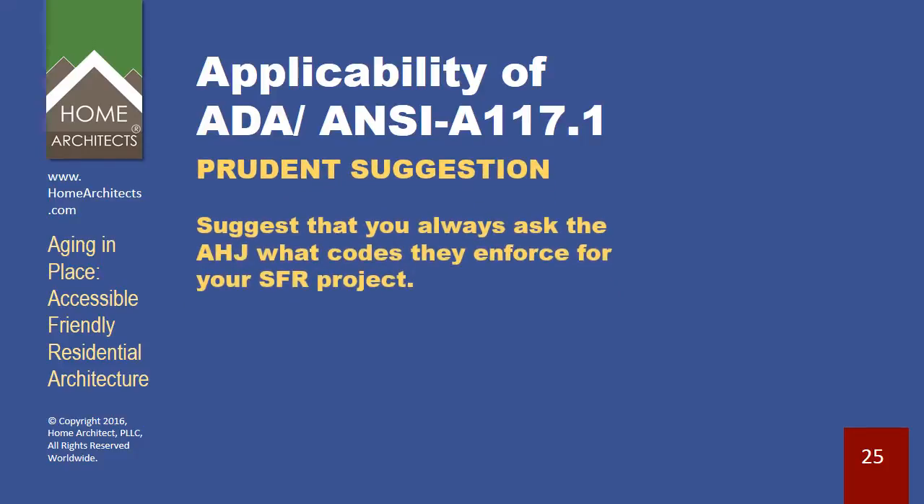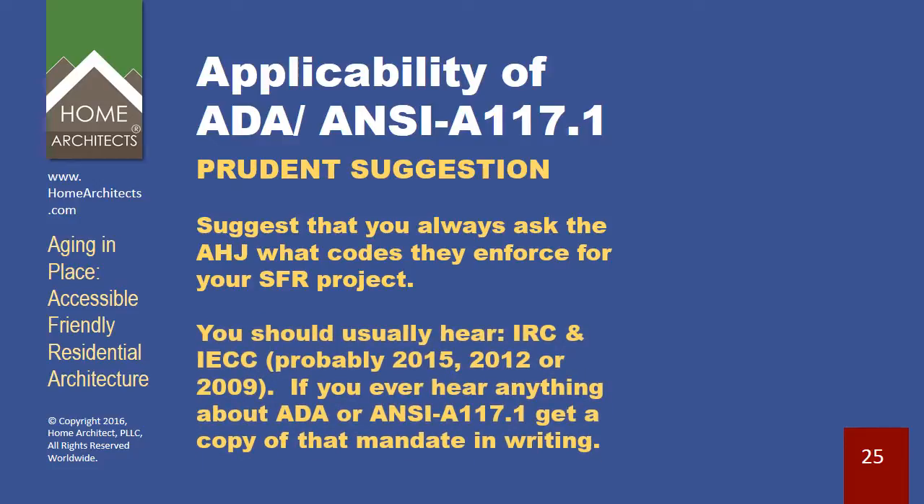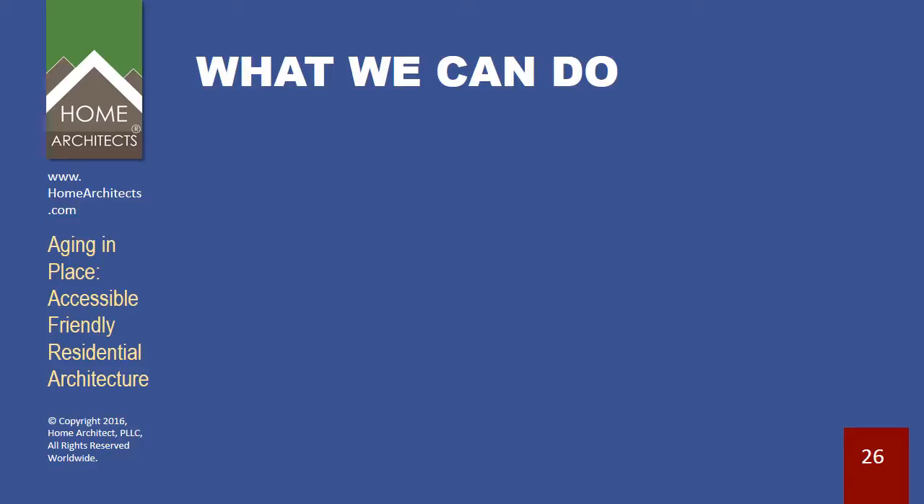Here's a prudent suggestion. Suggest that you always ask the authority having jurisdiction what codes they enforce for your single-family residence project. You should usually hear IRC, International Residential Code, and IECC, International Energy Conservation Code, probably the 2015, 2012, or 2009 editions, and I understand that they're working on the 2018, which may be out in another year or two. If you ever hear anything about ADA or ANSI 117.1, get a copy of that mandate in writing. That would be very unusual for a single-family residence.